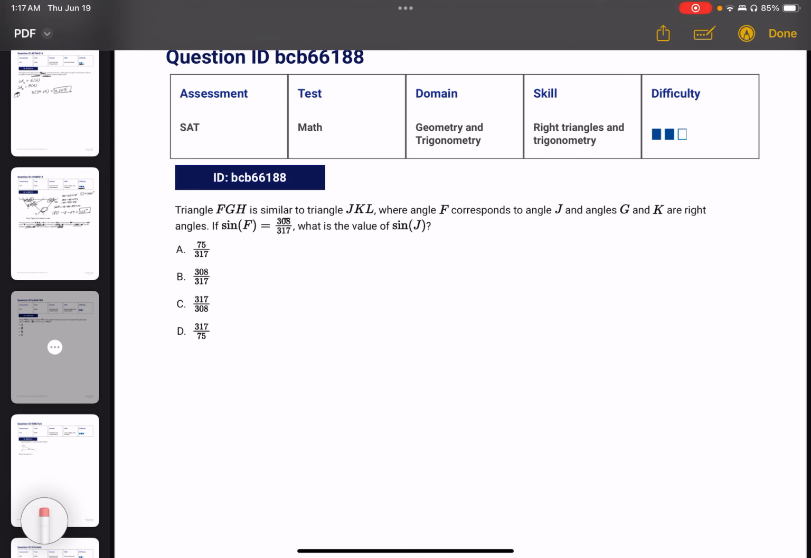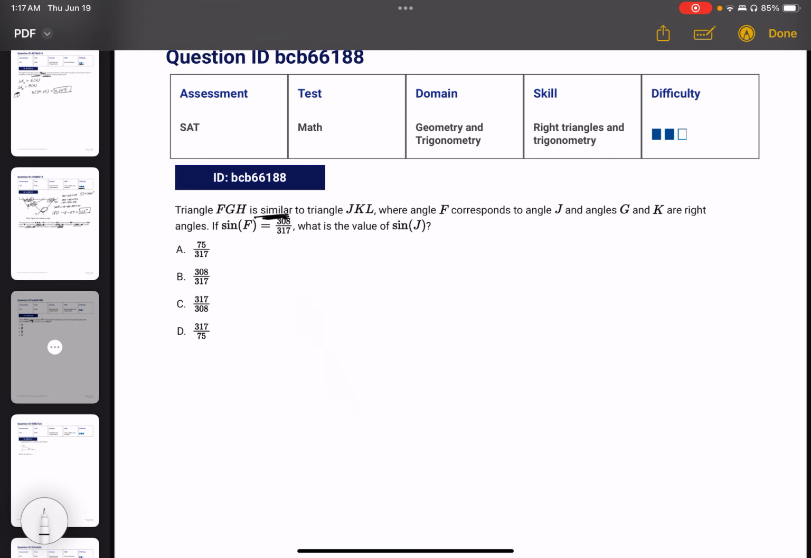Looking at the first question: triangle FGH is similar to triangle JKL, where angle F corresponds to angle J and angles G and K are right angles. If sine of F equals 308 over 317, what is the value of sine of J?